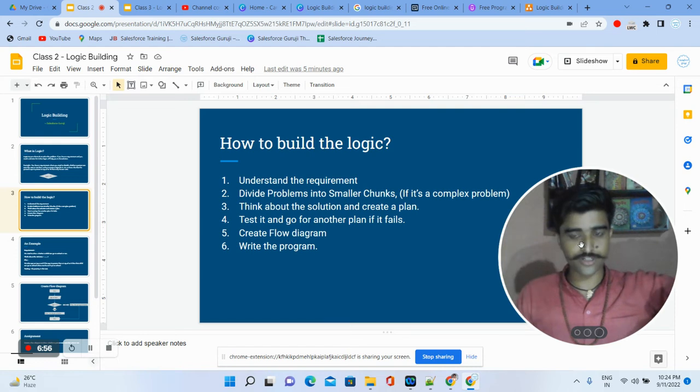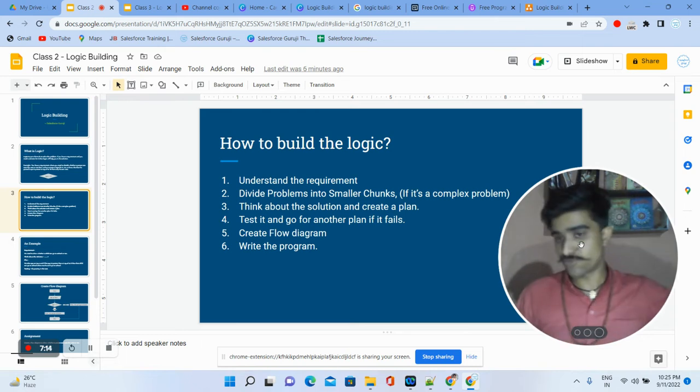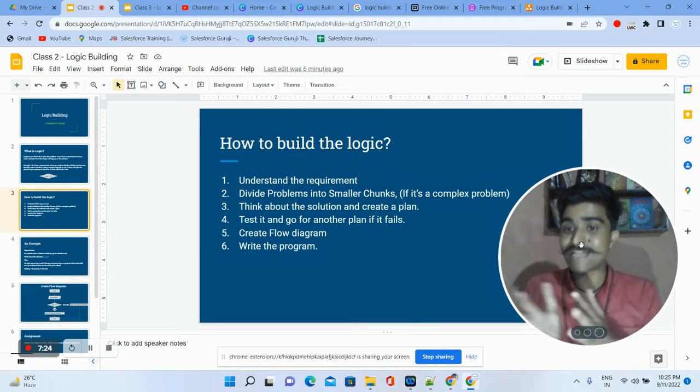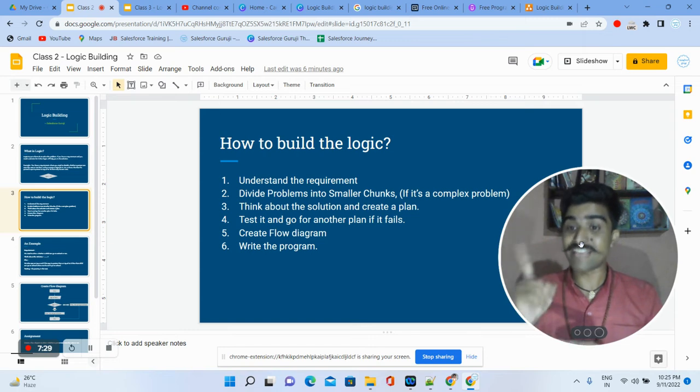Think about the solution. Once your thinking is done, then you need to create a plan for how you will execute things. Okay, suppose you know that you need a visa, you need traveling, but in your plan maybe you are directly saying, oh, I just need to travel and I will handle the visa process after that. No, that's not going to work. So that's why first you need to create a plan for how you will manage the things. So first think about the solution, then create a plan, and then test it.